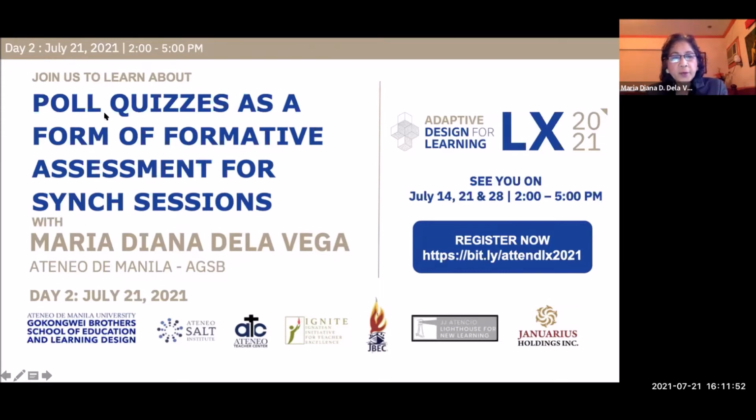Okay, of course, poll is within the Zoom of Canvas. And when you do Zoom in Canvas, therefore you are doing a sync session. So therefore poll quizzes is only true for sync sessions. And then formative assessment, I'm going to have a little review of the characteristics of formative assessment in my next slide.